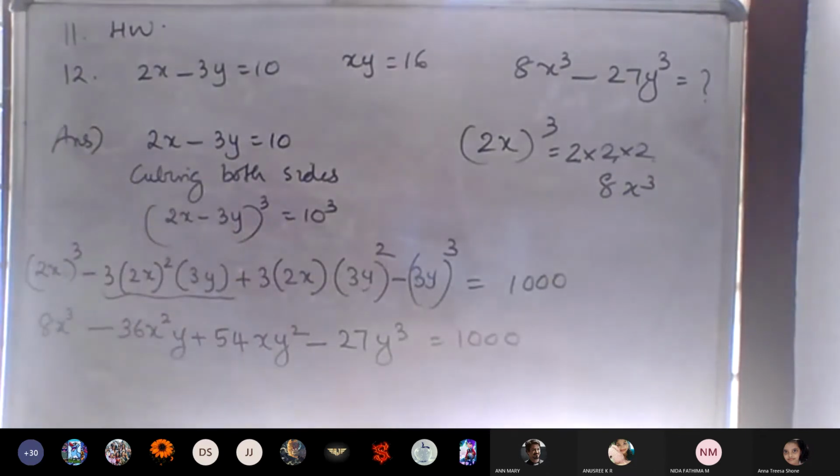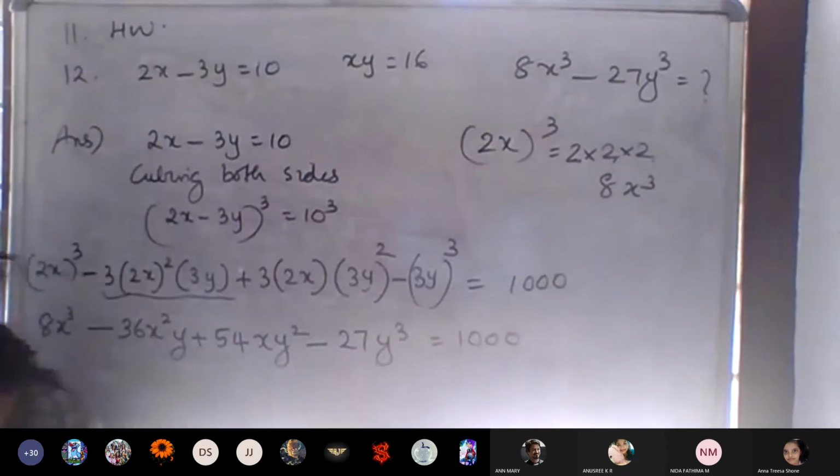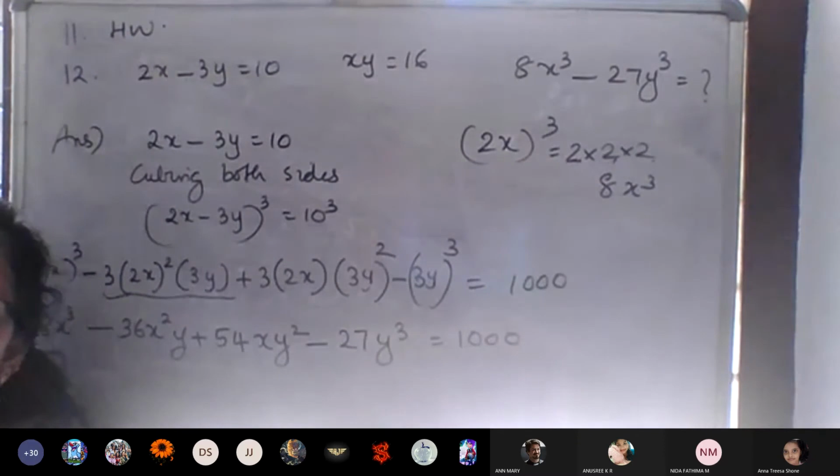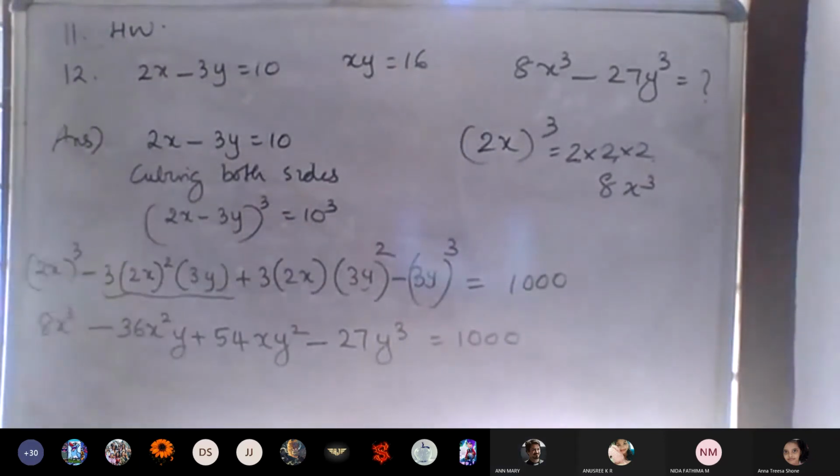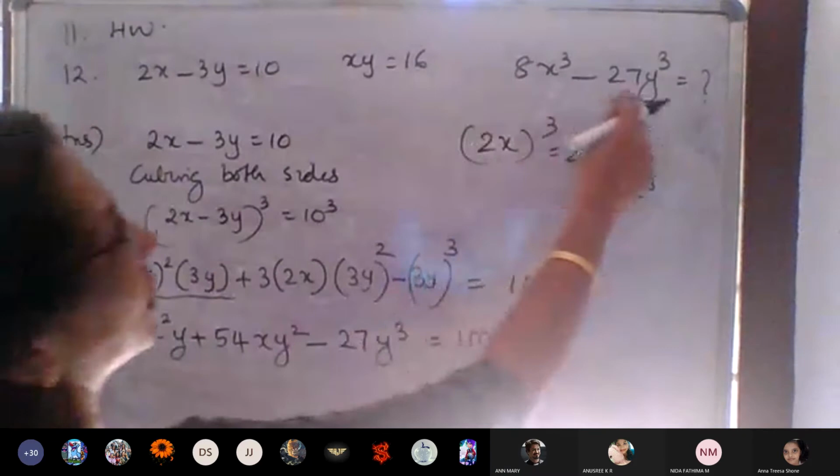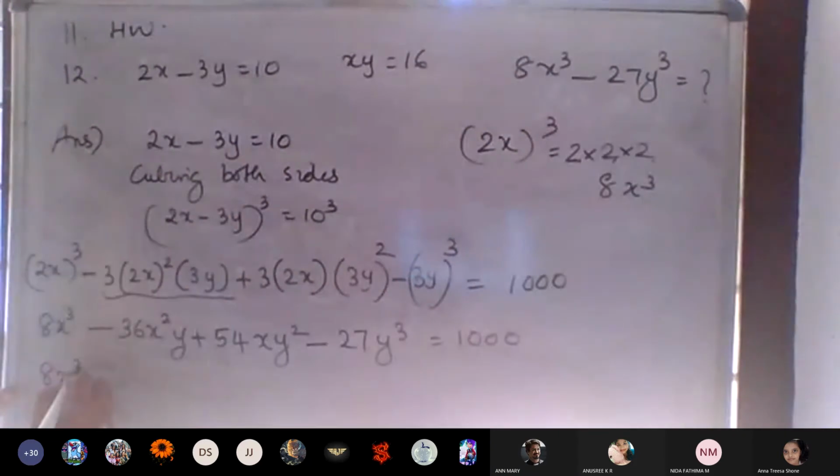Any doubt in this step, please raise your hands. Anyone have any doubt in this step? Is it clear? Yes, ma'am. Then rearrange. We need 8x cube minus 27y cube, so we take it together. Then 8x cube minus 27y cube.